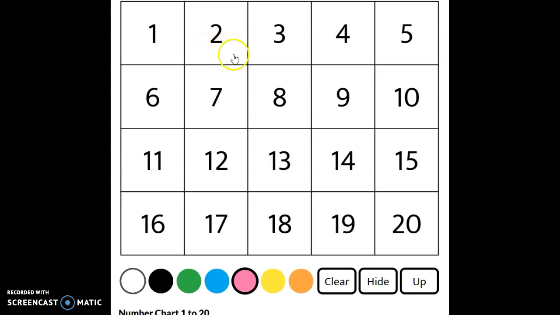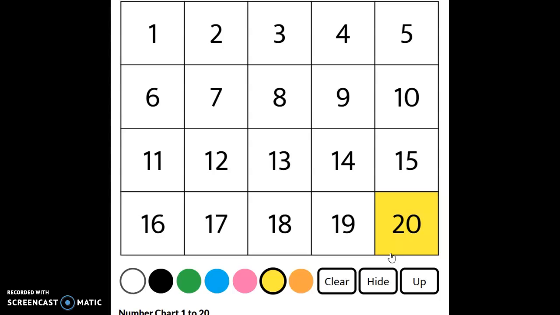1, 2, 3, 4, 5, 6, 7, 8, 9, 10, 11, 12, 13, 14, 15, 16, 17, 18, 19, 20. Now, we're going to focus on this number right here, 20.